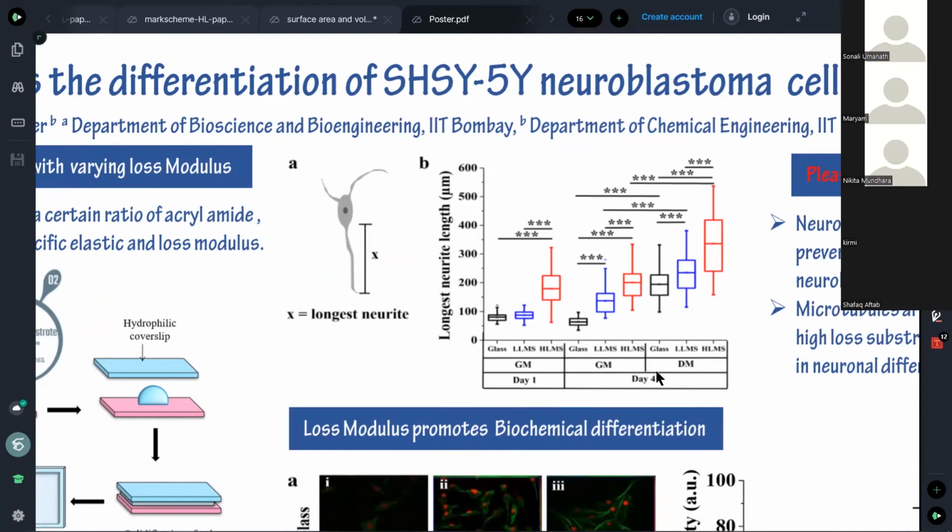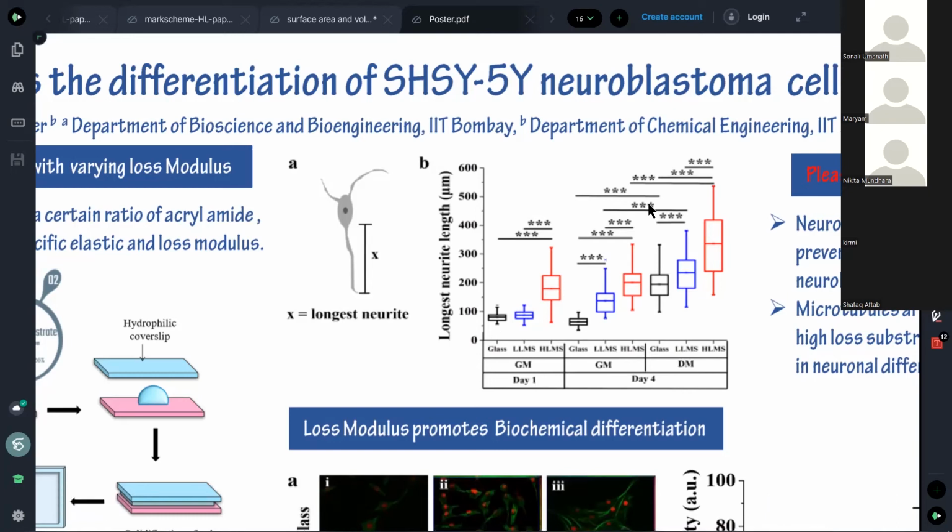But when they were allowed to sense that environment for 3 days, there was no change after that time. But when it was combined with the growth medium, we can see an enhanced differentiation. If you compare it with the very first, which had only 100 micron, and only HLMS, which was around 200 micron, the combined had around 350 to 400 micron long neuroids.